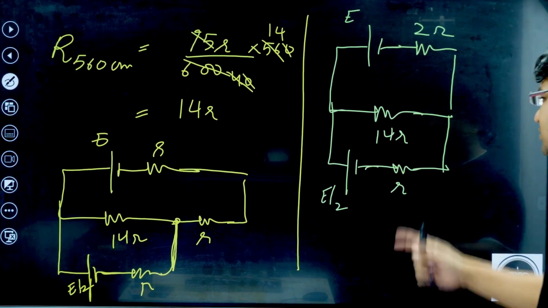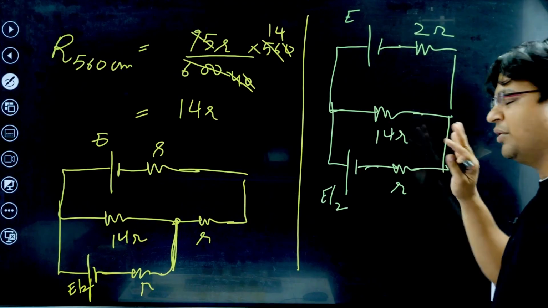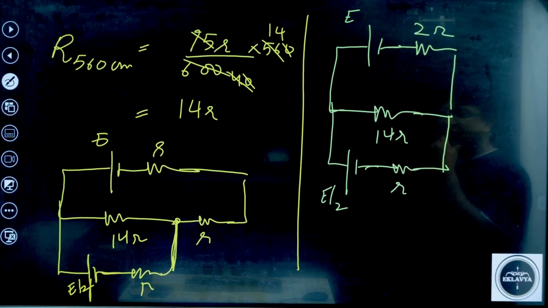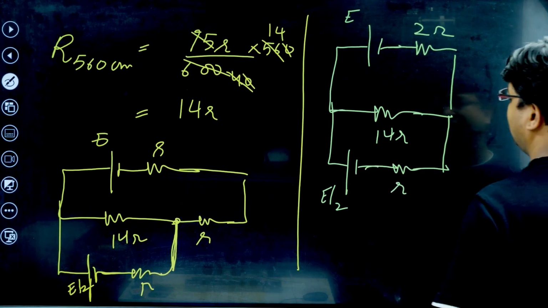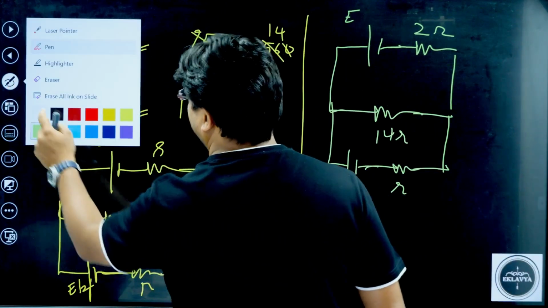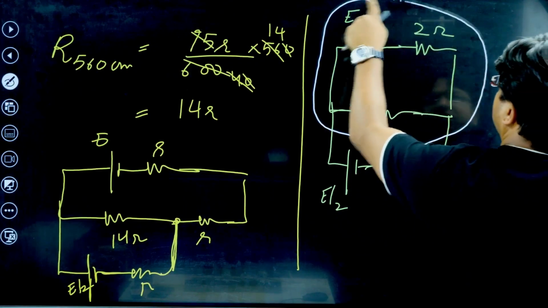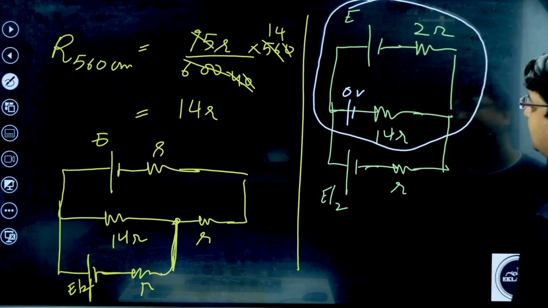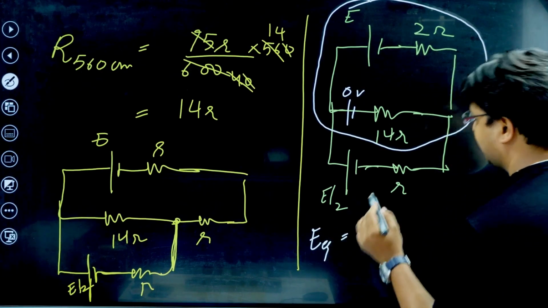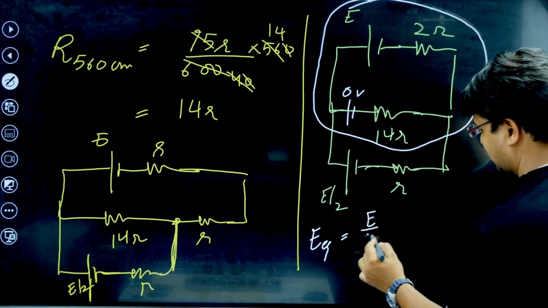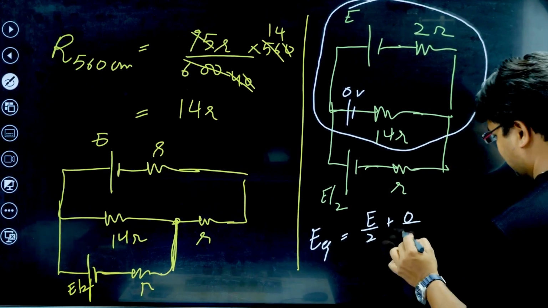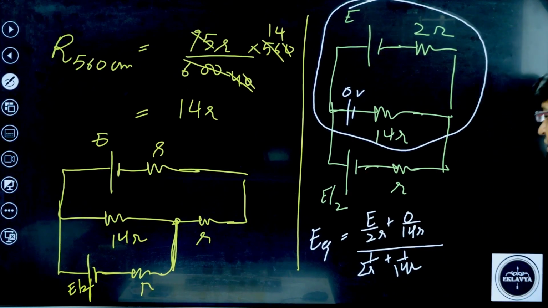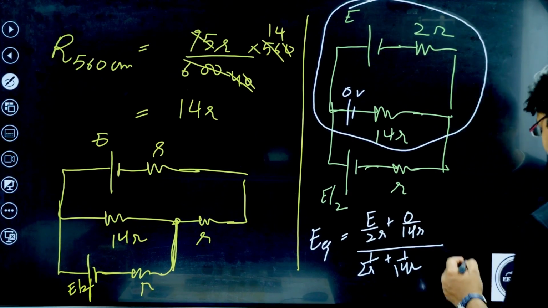How to solve this? You can solve by the point potential method, and write equations. I'm not finishing this question, guys. We want to know the current here now. So let's treat this entire thing as an equivalent battery. I'll assume a 0-volt battery here, and these two are connected in parallel. So the equivalent EMF would be E by 2R plus 0 by 14R, divided by 1 by 2R plus 1 by 14R.